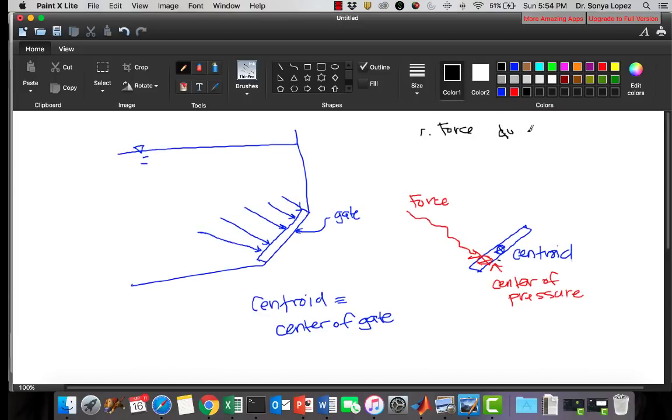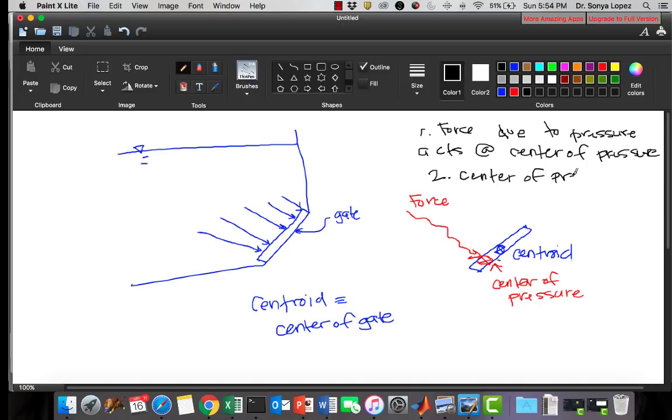force due to pressure acts at center of pressure. Okay, and then two, we have that the center of pressure is always below the centroid.